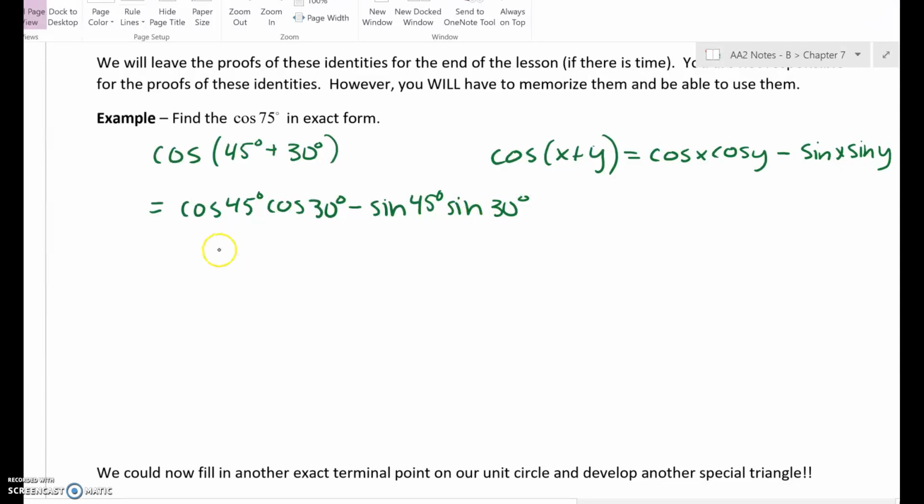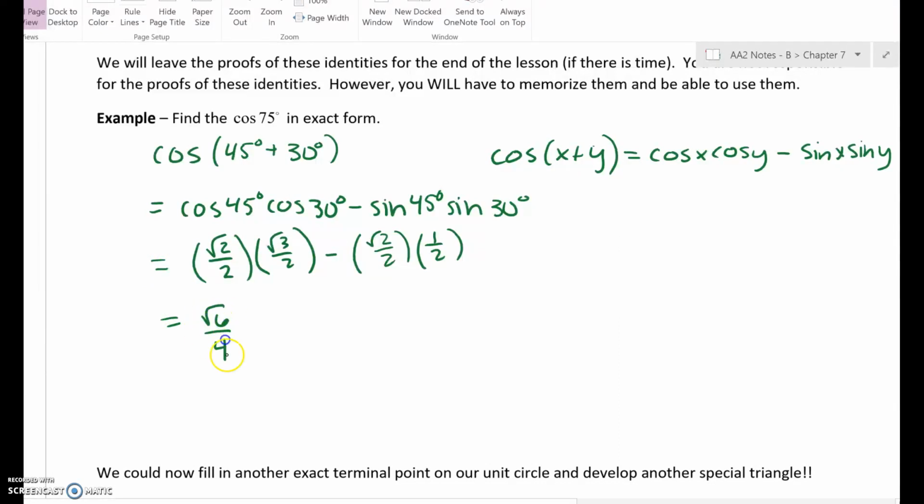On the unit circle, cosine of 45 is root 2 over 2 times the cosine of 30, which is root 3 over 2, minus the sine of 45, also root 2 over 2, times the sine of 30, which is 1/2. Now you can multiply those together. So root 2 over 2 times root 3 over 2 gives you root 6 over 4. And then root 2 over 2 times 1/2 is minus root 2 over 4.